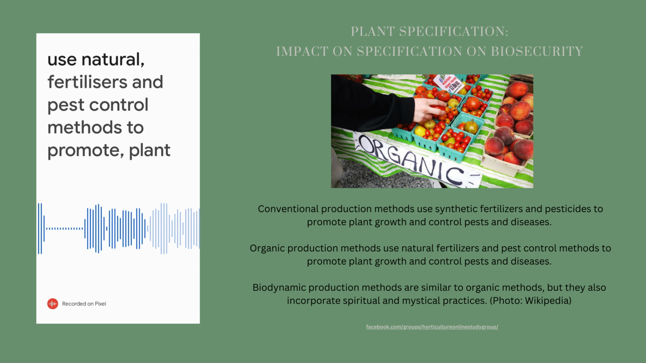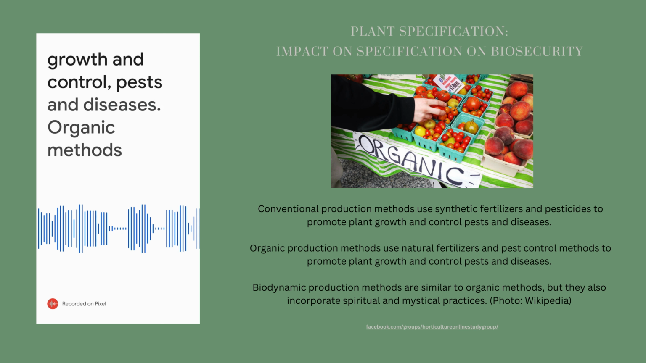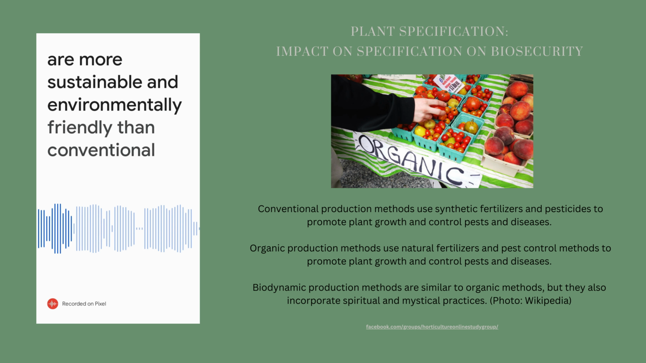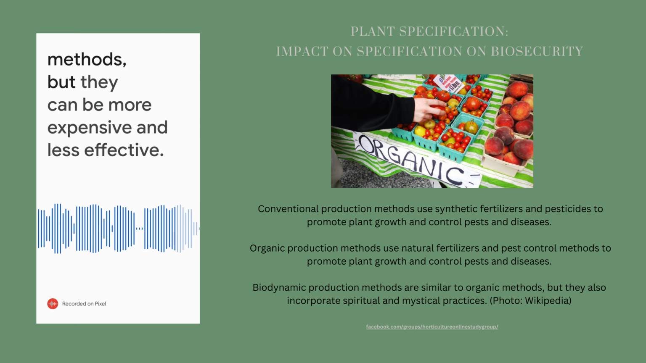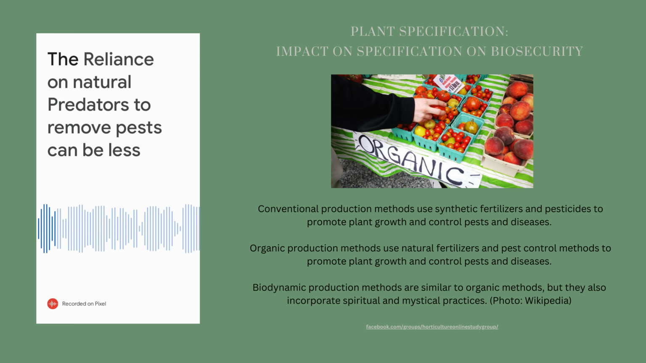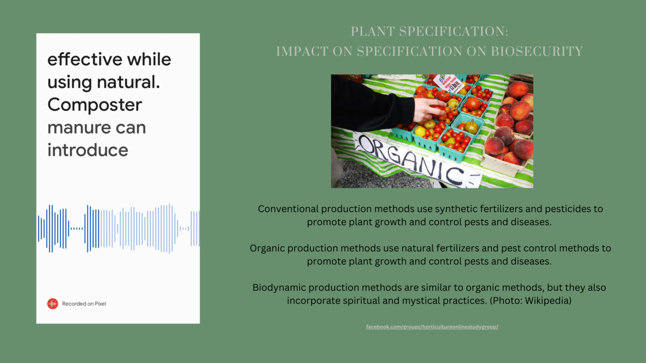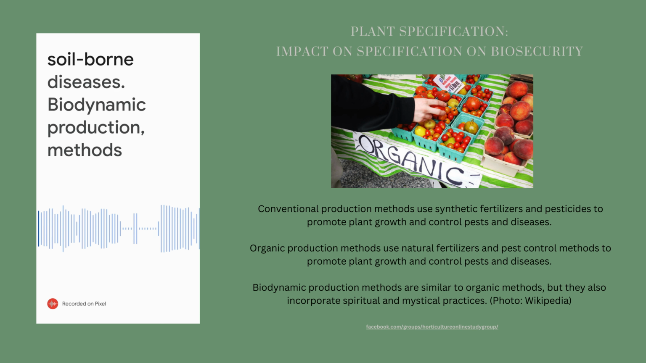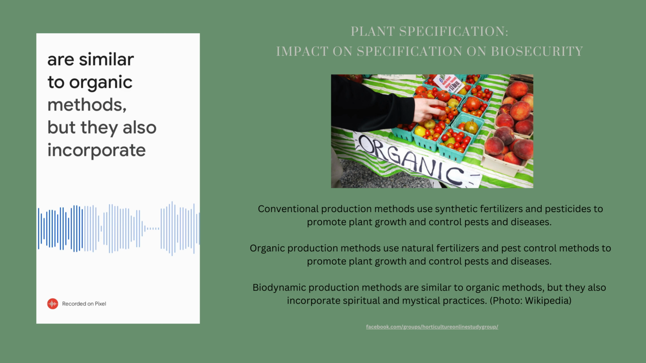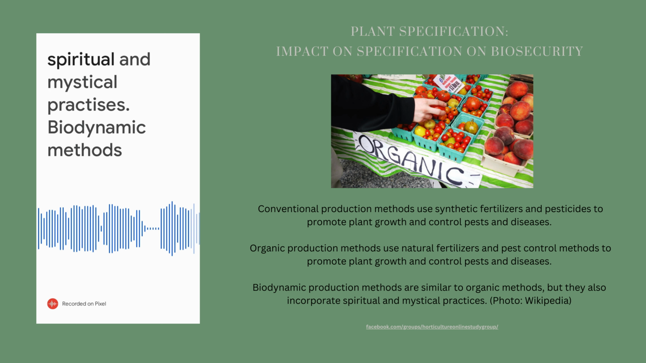Organic production methods use natural fertilizers and pest control methods to promote plant growth and control pests and diseases. Organic methods are more sustainable and environmentally friendly than conventional methods, but they can be more expensive and less effective. For instance, the reliance on natural predators to remove pests can be less effective, while using natural compost and manure can introduce soil-borne diseases.